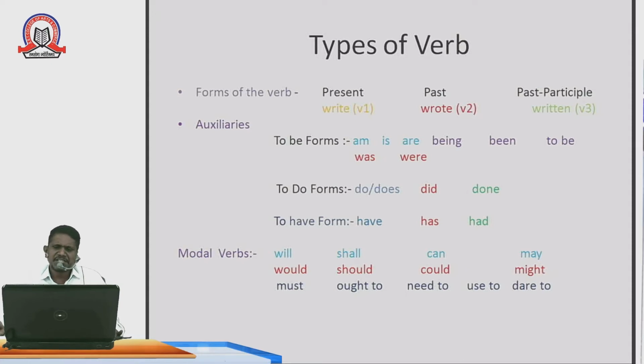For example, my dear students, write is the first form of the verb. If I use the pronoun I, I write a poem. This is the simple present tense. It indicates our habits. It indicates our universality.